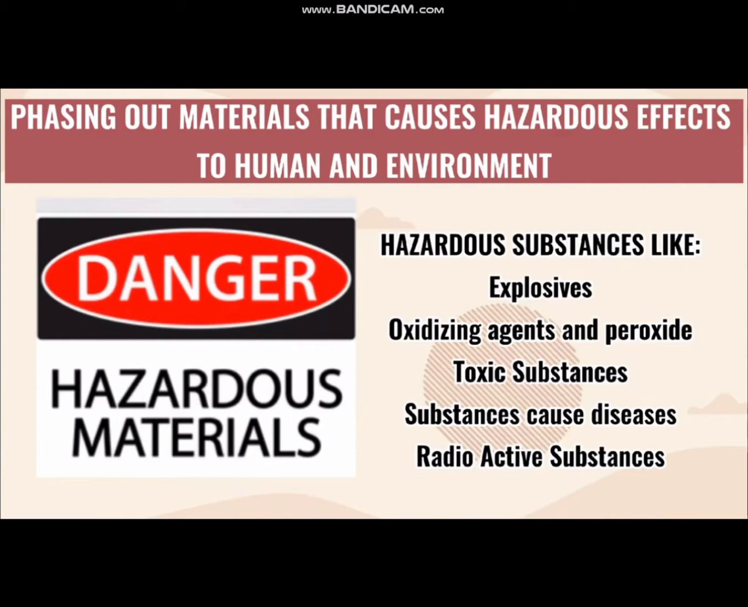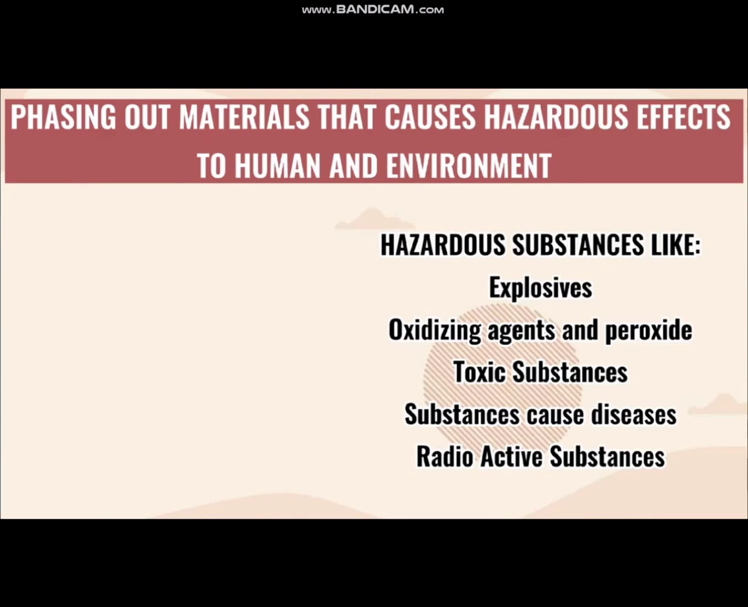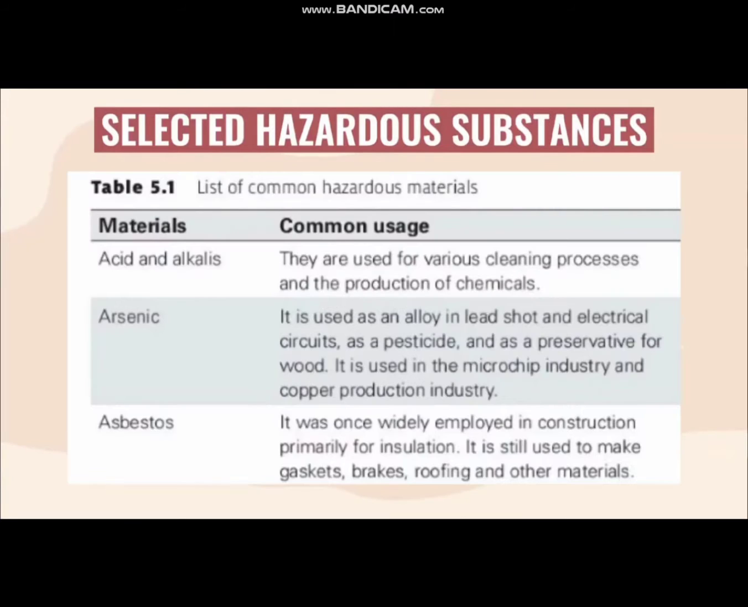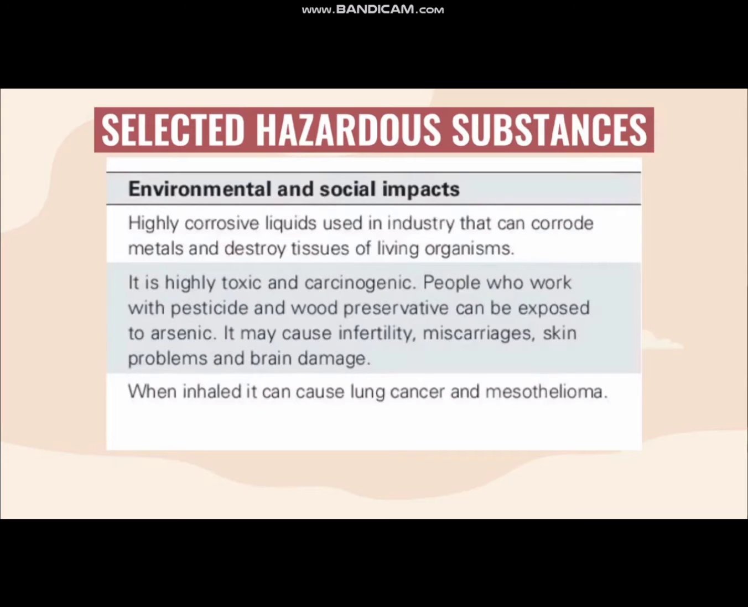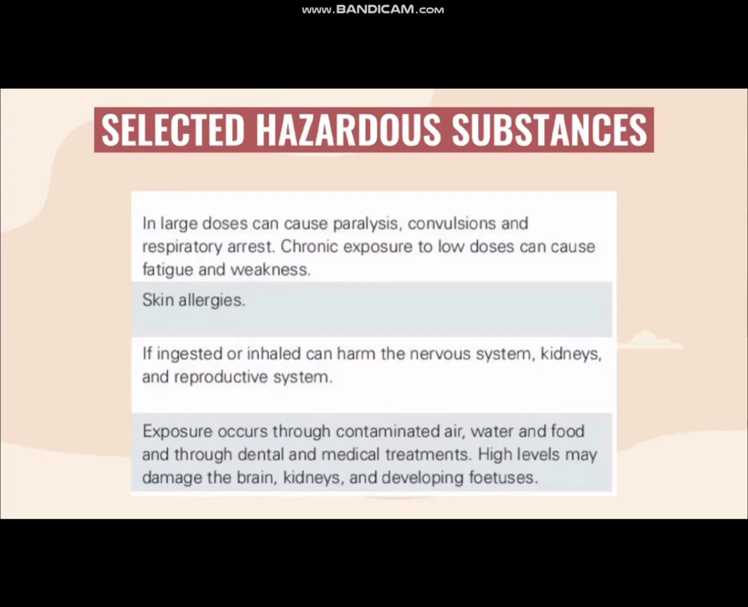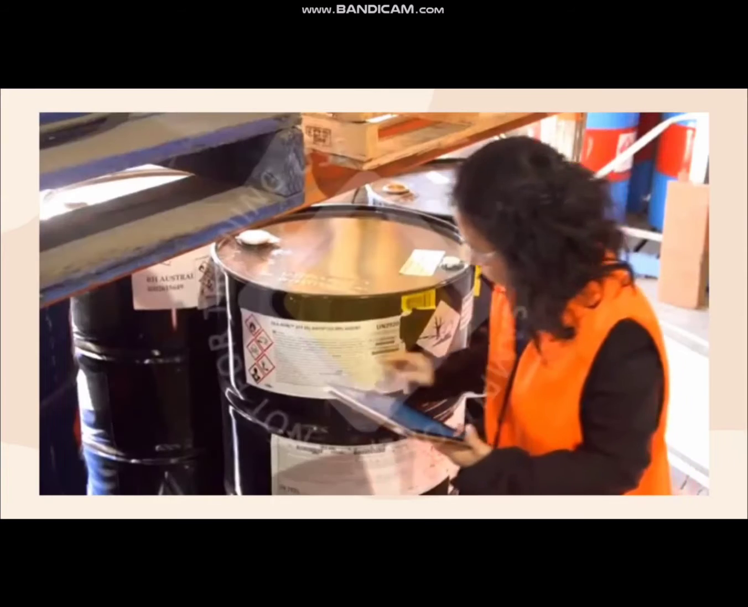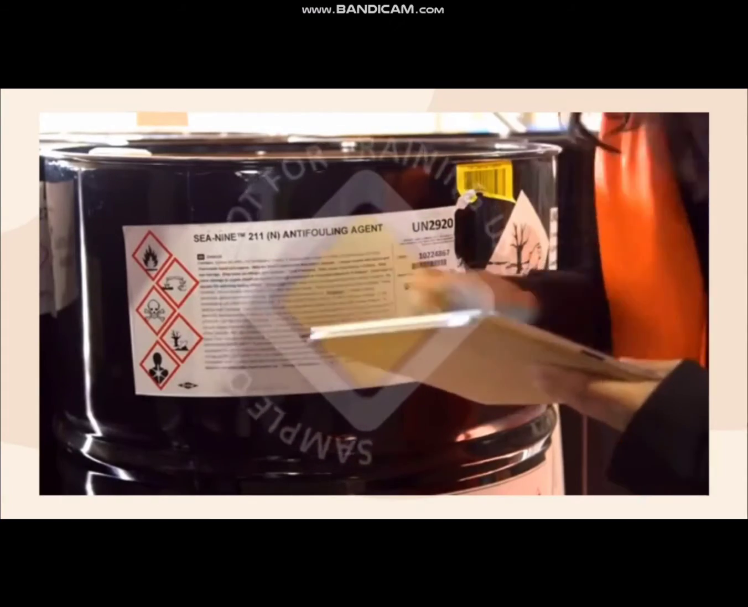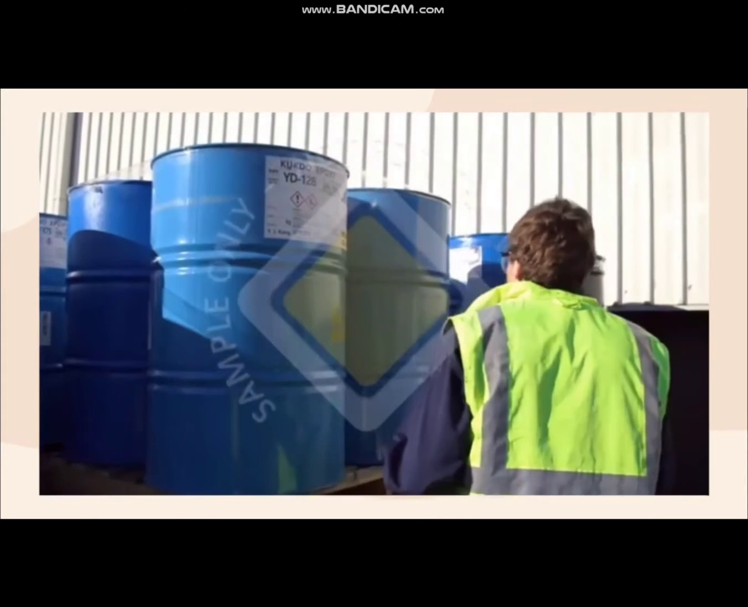Hazardous substances include explosives, oxidizing agents and peroxides, toxic substances, substances that cause diseases, and radioactive substances. Selected hazardous substances are acids and alkalis, arsenics, asbestos, cyanide, dimethyl fumarate, lead, and mercury. Given this list of hazardous substances, some should be avoided and some are totally banned in the country, in accordance with the Regulatory Commission. Thus, many manufacturers specify their own supplier's code of conduct to always conform with the regulations and provide product information.